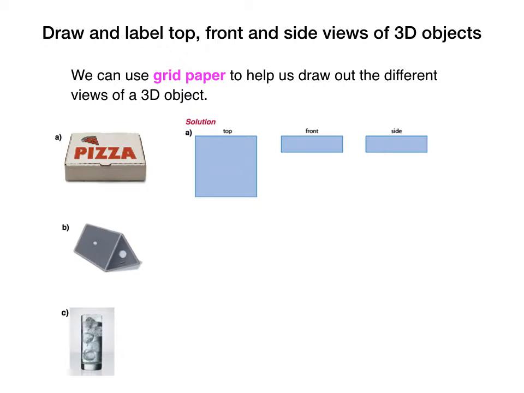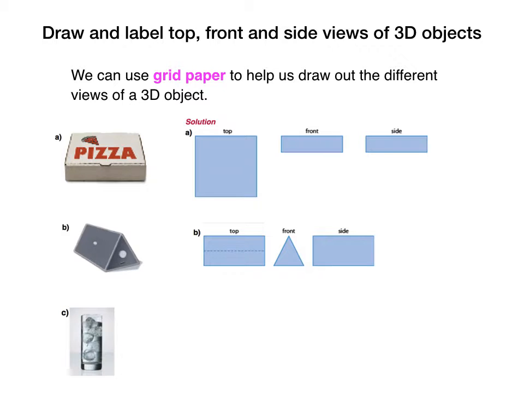So if I am looking at this triangular prism from the top, what I'm going to see is 2 rectangles separated by a line through the middle. And when I'm looking at it from the front, I can see a triangle. And when I look at it from the side, I also am seeing a rectangle. So this is what my front view, top view, and side view would look like. The top view is going to look like a rectangle divided through the middle. The front view is a triangle, and the side view is also a rectangle.